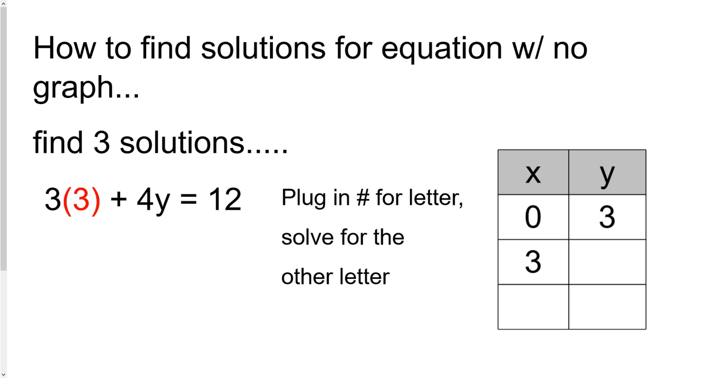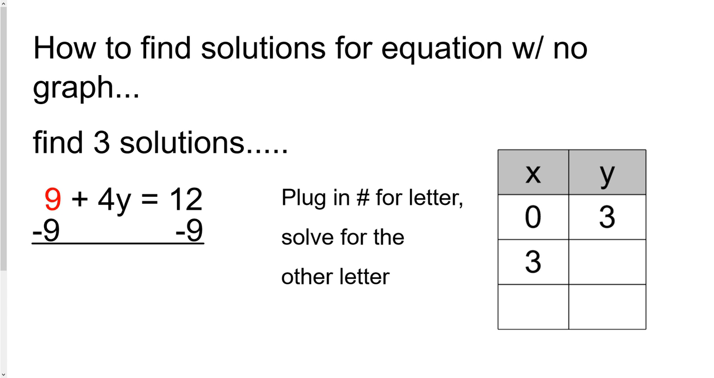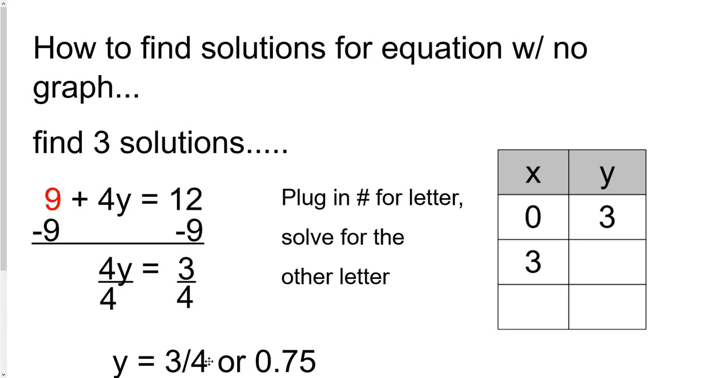Let's plug in 3 for the x. So write that down on your table. 3 is for x. 3 times 3 is 9. We'll need to minus 9 on both sides. The 4y comes down. 12 minus 9 is 3. Divide by 4. Divide by 4. Sorry, you didn't get a whole number for y, but you did get 3/4, and that's what we can put on the table. Yeah, you could know that is 0.75.